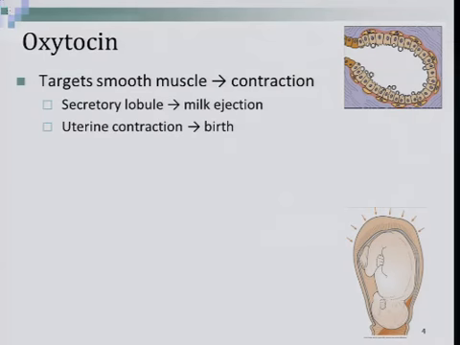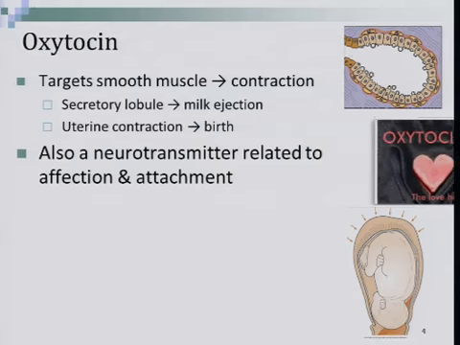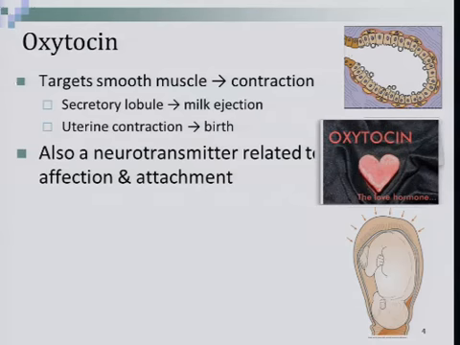The other big function we won't talk about, but I want to mention, is that it's very important in contraction of the uterus at birth. And it also acts as a neurotransmitter. It's been co-opted by evolution as a neurotransmitter, and it's essential for forming normal relationships with other people. It's almost Valentine's Day, so why not?